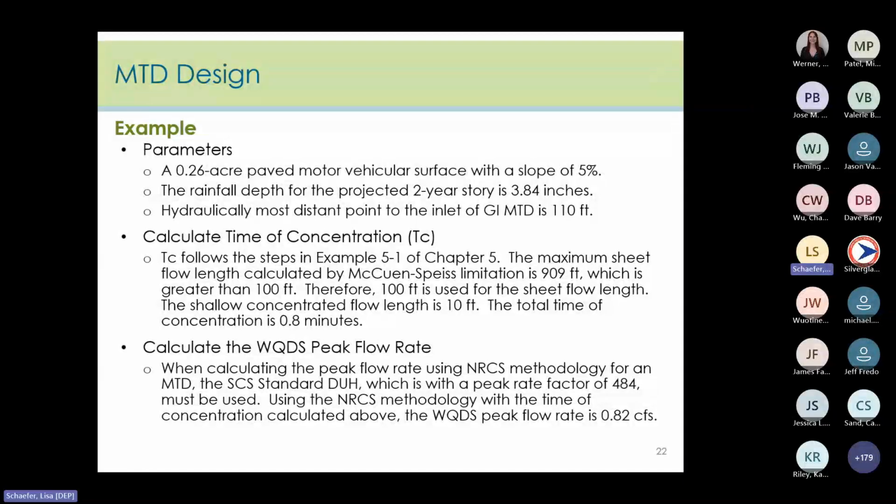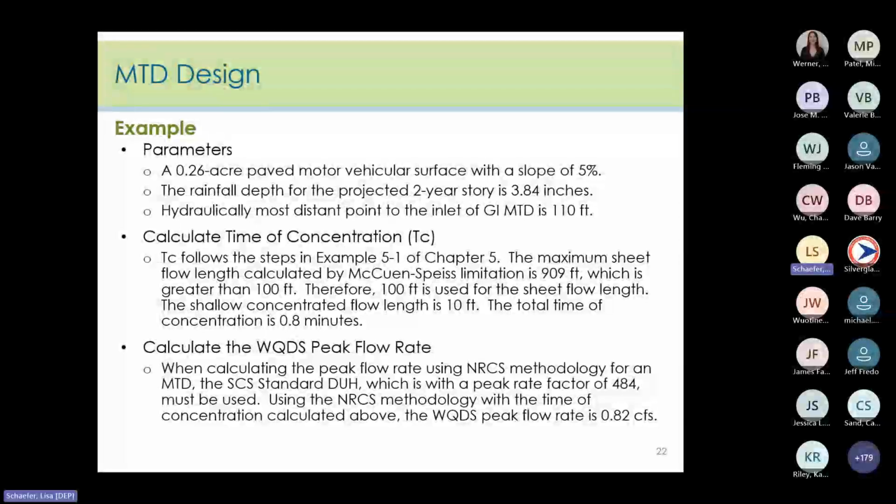So as was stated earlier, we use P2 for the projected 2-year storm in the T sub C calculation for the water quality design storm. Of course, the drainage area is only a 1/4 acre, or 0.26 acres here. So if you mistakenly use P2 from the current 2-year storm, it's probably not going to make much of a difference. But technically speaking, you use the projected 2-year storm in the TC calculation.